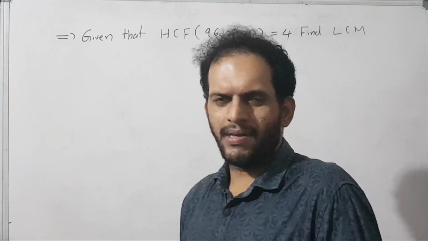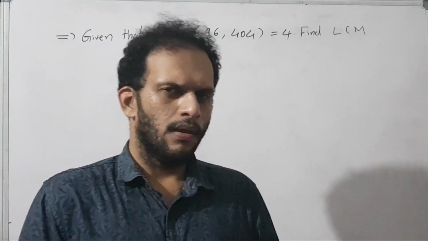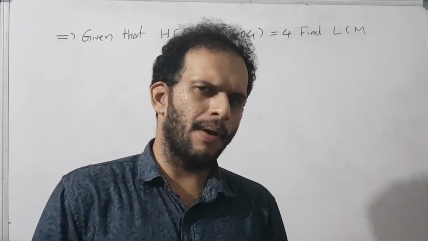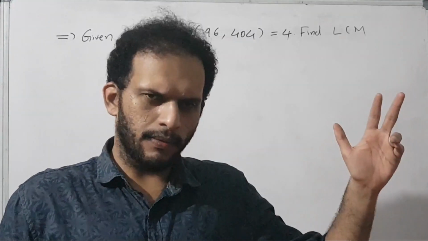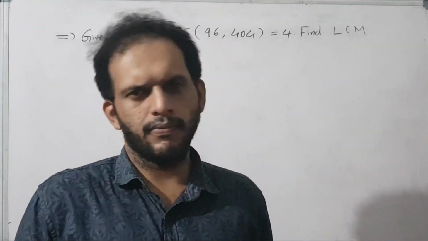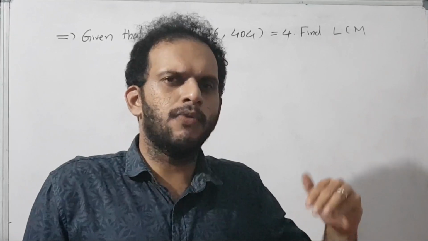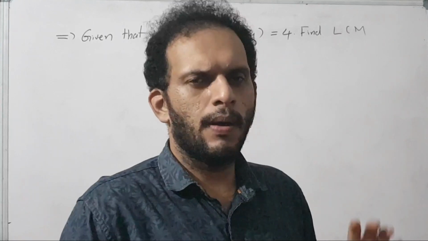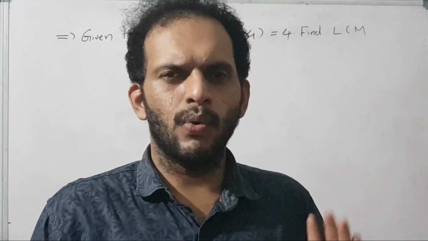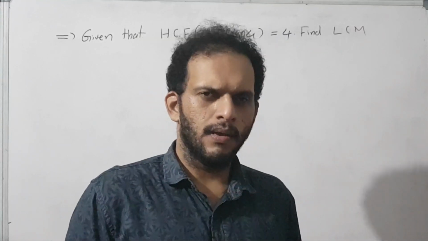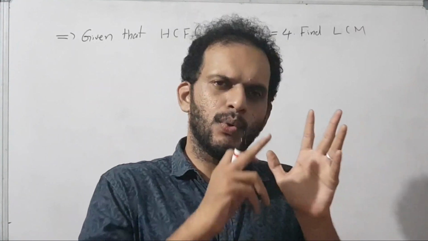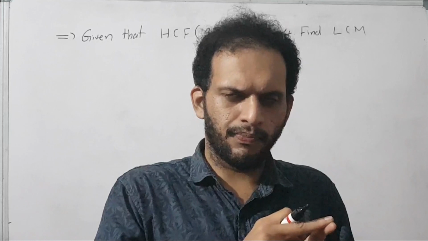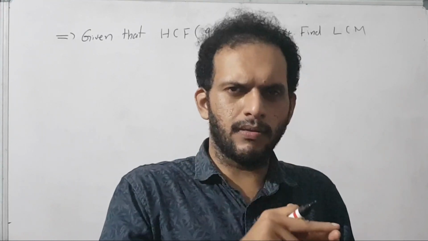This type of question, okay, what is the type of question? In the property of LCM and HCF, given any two of them, LCM or HCF, we want to find the remaining ones. In those cases we always use the property: the product of numbers is equal to LCM into HCF. Sometimes two numbers and LCM or HCF are given. If HCF is given, we want to find the LCM. If LCM is given, we want to find the HCF.